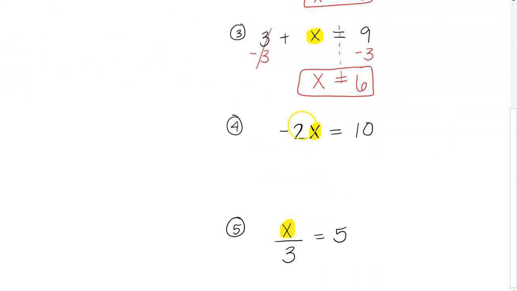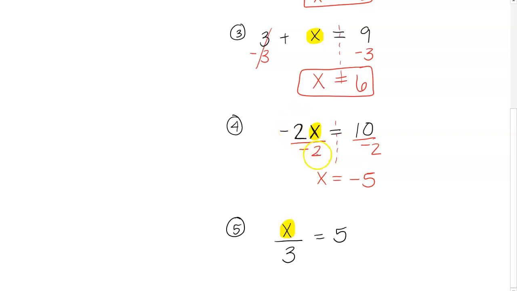Okay, when you see a variable attached to a number, this number is what we call the coefficient. When the number and the variable are attached like this, the operation that they are connected by is multiplication. So when we are looking for an inverse operation, we want to think of this as negative 2 times x, which means we need to undo multiplication with division. So we're going to divide both sides by negative 2 and get x equals negative 5.